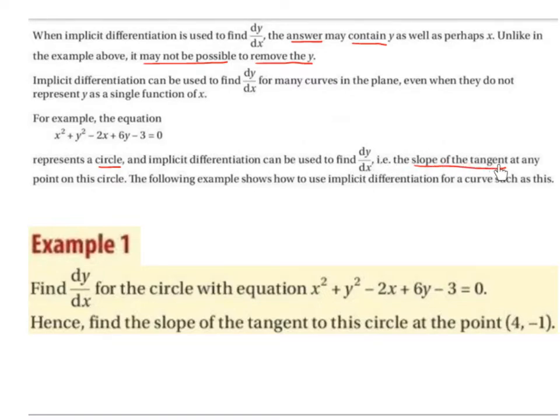The slope of the tangent at any point on this circle. The following example shows how to use implicit differentiation for a curve such as this. Find dy/dx, so the derivative of y with respect to x, for the circle with the equation x squared plus y squared minus 2x plus 6y minus 3 is equal to 0. And hence, using the derivative of this function, find the slope of the tangent to the circle at the point (4, -1).